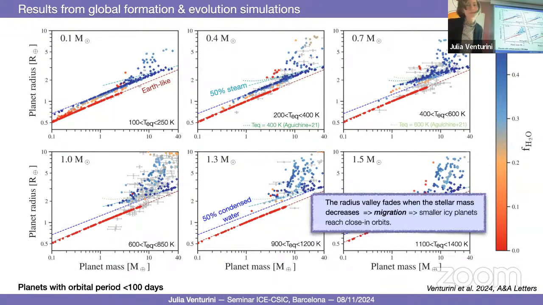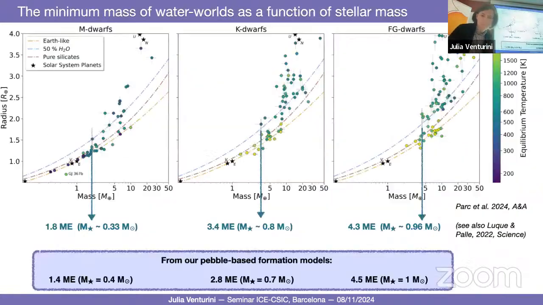And why does that happen? It has to do with the migration. This is very well known in type 1 migration. When the stellar mass decreases, then planets can migrate at lower planet mass towards the inner regions. It's not anymore the 1 Earth mass threshold, it goes down. So smaller icy planets can reach the inner parts of the disk now and smear out the radius valley. So our model is also predicting, because of this migration effect, that the minimum mass of these water worlds should go down. This is actually observed.